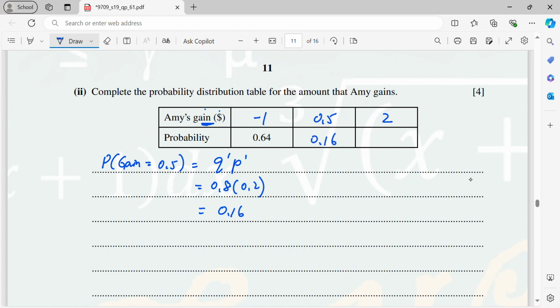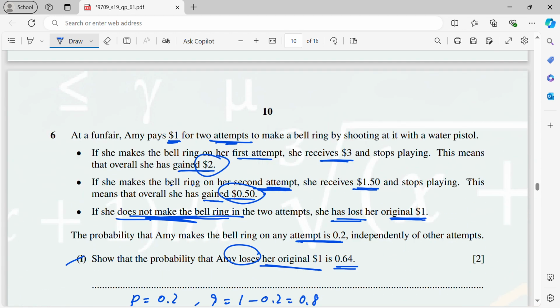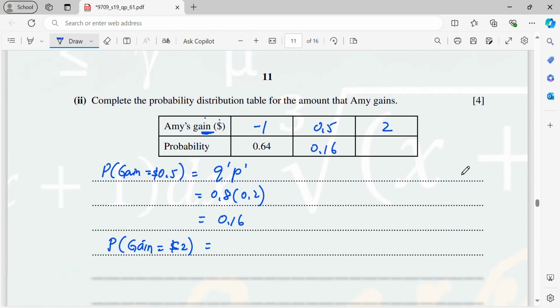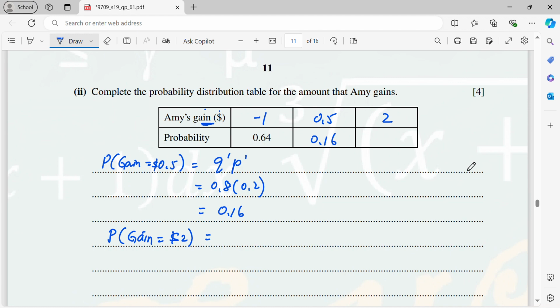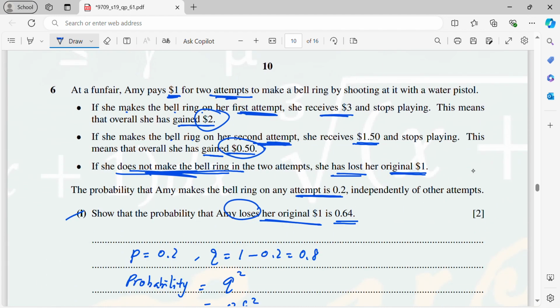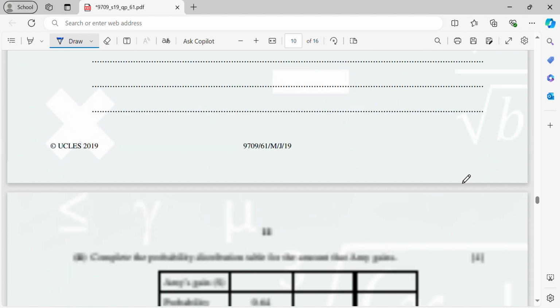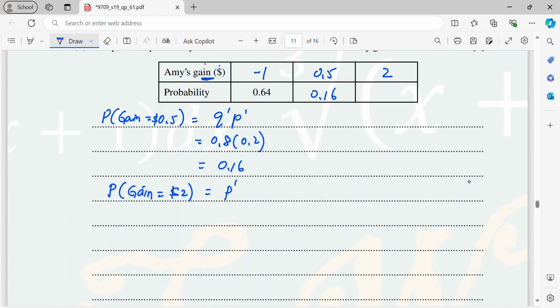Now when the gain equals $2, right? That means she makes the bell ring on her first attempt, right? So on the first attempt, I will just consider the first attempt because you will be directly getting the, look at here, she received $3. When she makes the bell ring on her first attempt, she received $3 and stopped playing. So she will not play the second time, because that is what she can get, right? So I will just consider the first time is already a success. Therefore, this is going to be 0.2.